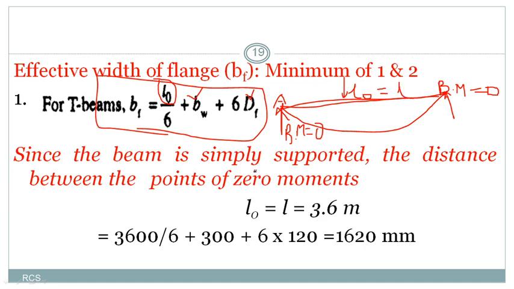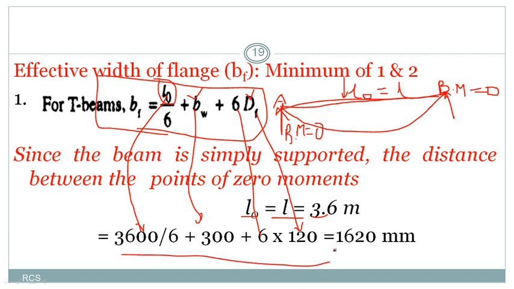Since the beam is simply supported, the distance between the points of zero moment, that is L0, equals L. So that is 3.6 m, 3600 mm is the L0 for this particular case. Now substitute the values here. L0 by 6 is 3600 by 6, and BW is 300, the width of the web, given, and 6 into DF, and DF is 120 mm. If we add all together, we get the effective width of the flange with respect to the Codal formula, that is 1620 mm.